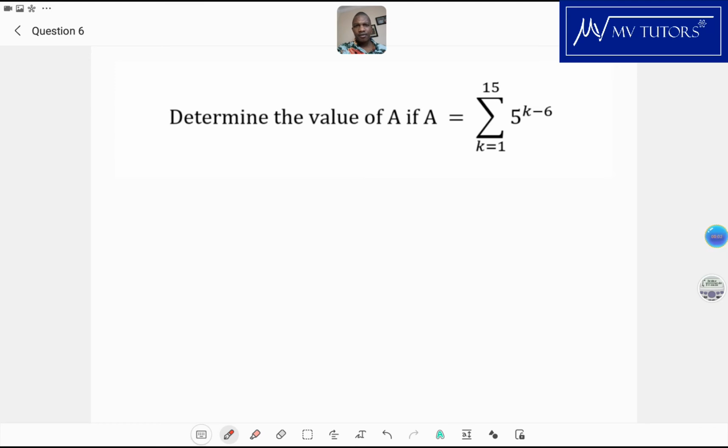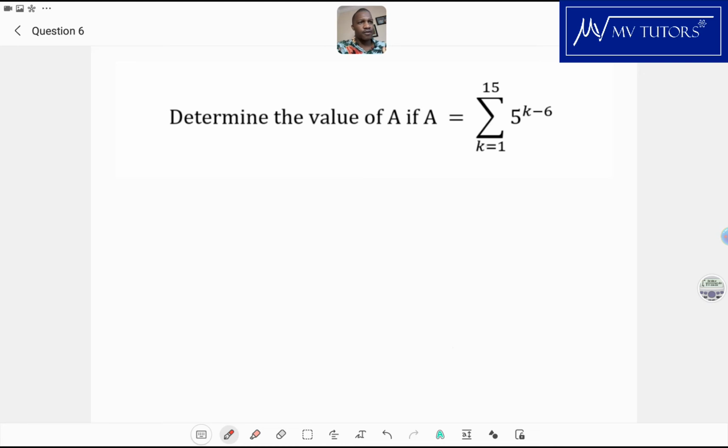Okay, back here with me again. We're doing question 6 now. So check this out. Determine the value of A if A is given in this sigma notation. I hope you took your lesson on sigma notation. It's under the arithmetic sequence lesson if you are interested. But let's just get it over and done with.